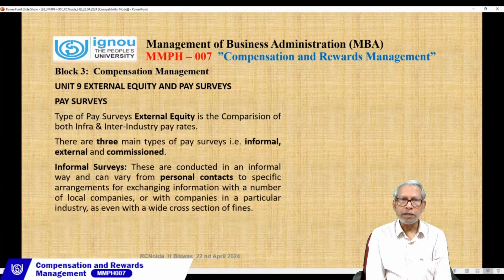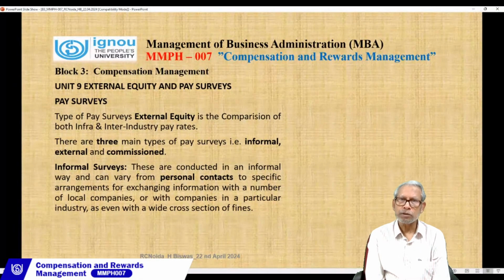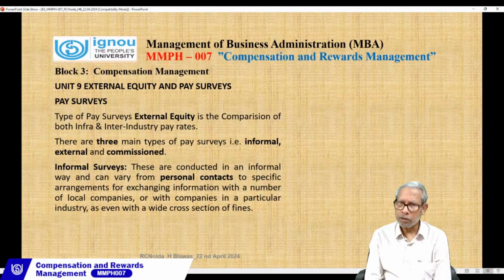There are three main types of pay surveys: informal, external, and commissions. Informal survey is basically personal contacts. You have to contact persons, take their viewpoints and gather specific data from local companies or within the companies of a particular industry. This is the way you gather data through personal contact, that is, an informal survey.